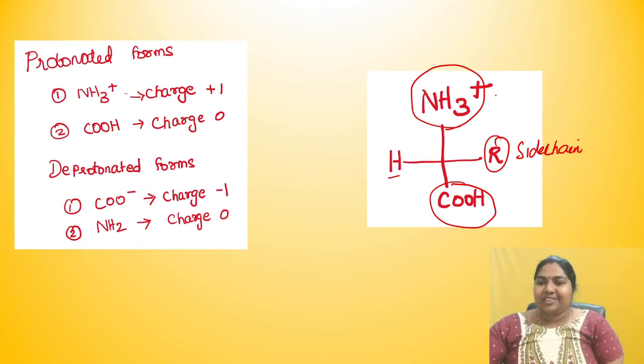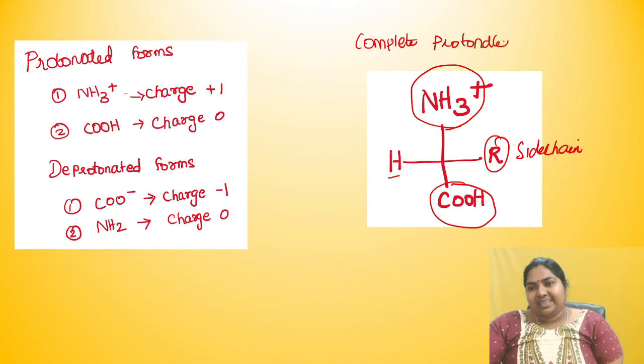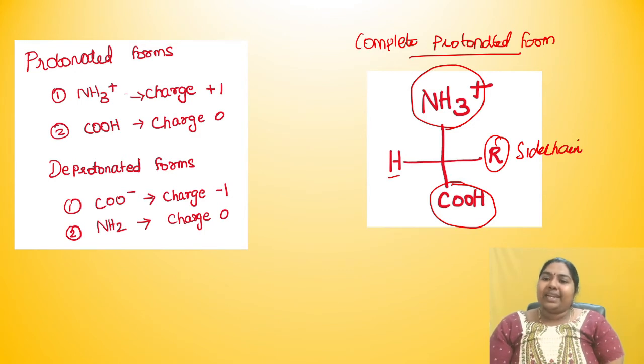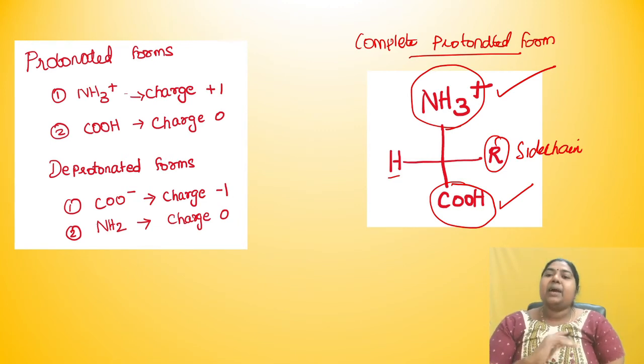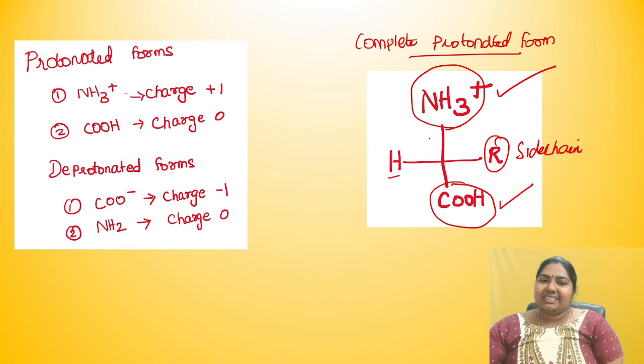So this is in which form? This is in complete protonated form. Protonated form means here NH3 plus, here COOH. So both are completely protonated. This structure represents the complete protonation form. So what is the charge? The charge becomes plus 1. So whenever your amino acid is present in this combination, it is going to have a net charge of plus 1.